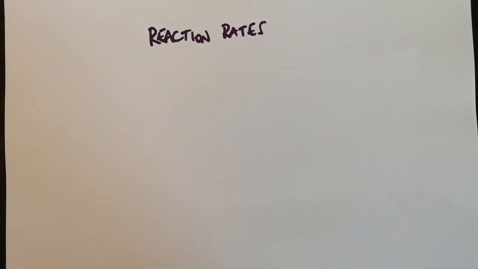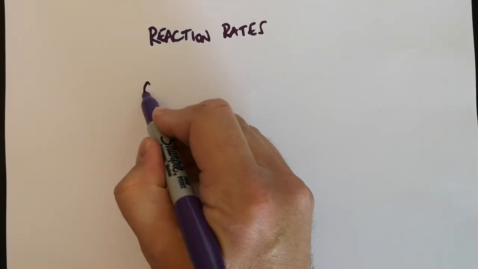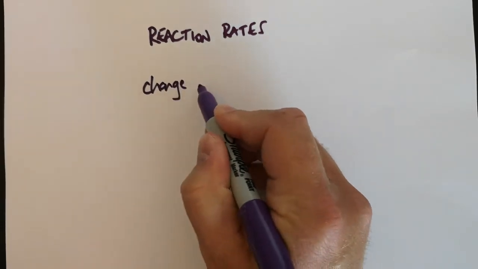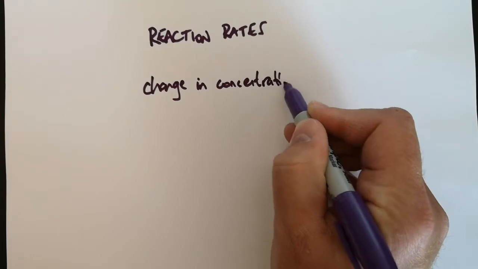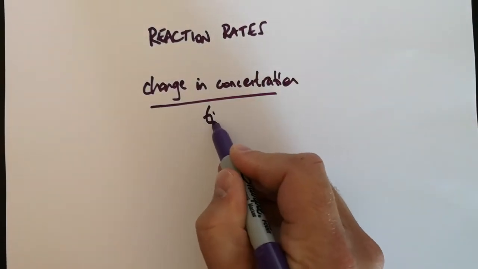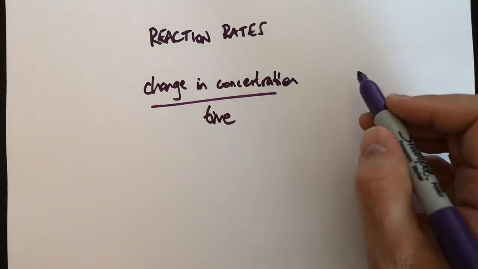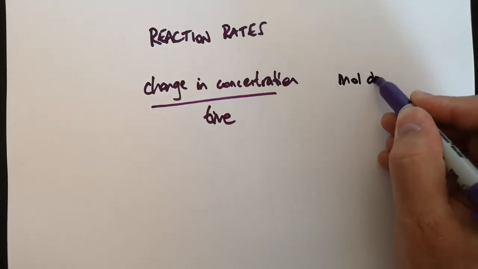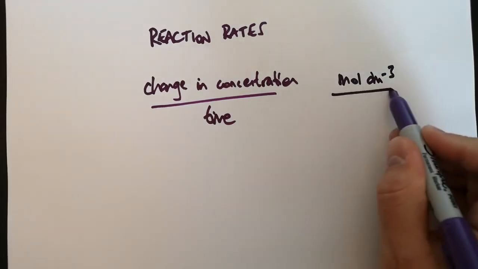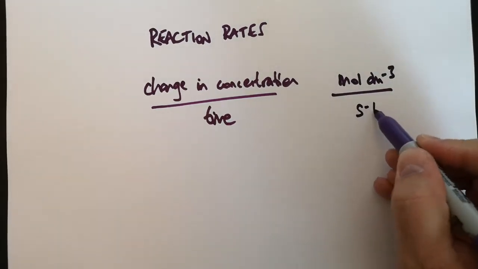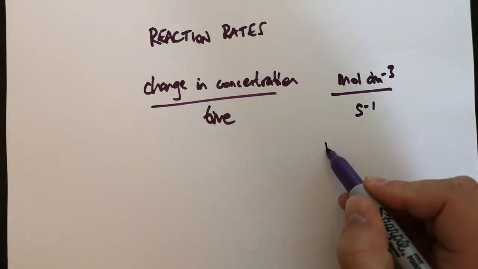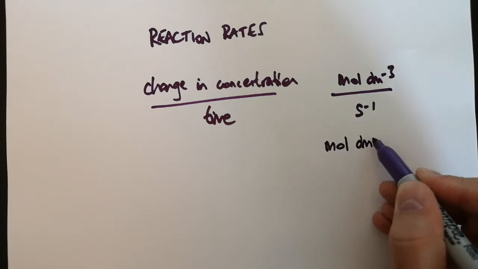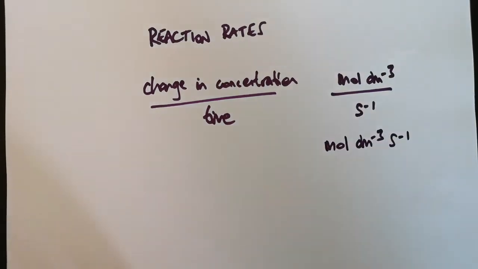But both of them we could quantify using this equation, which is the change in concentration over time. Now if it's change in concentration over time, then the units of change in concentration are moles per decimeter cubed, and the units of time are normally seconds. So that gives us a unit for rate of moles per decimeter cubed per second.